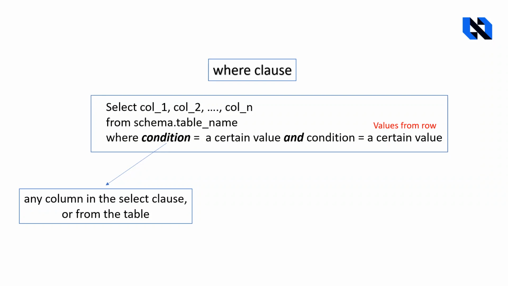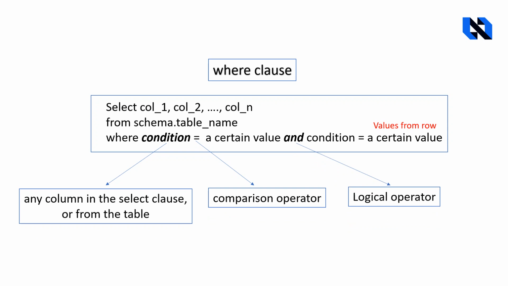Or I could say where column 20 equals a certain value. Column 20 means that the column is coming from the table. So the condition here is any column in the select clause or from the table. The equal to sign is an example of a comparison operator, which we'll look at in the next video. And is a logical operator, which would also be explained later on. However, your condition and your comparison operator would definitely be a certain value, which is a value from the row in that table.